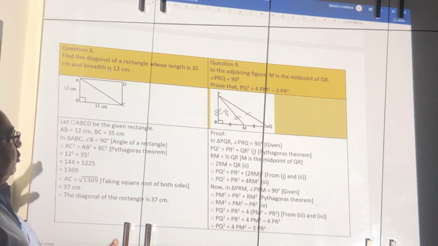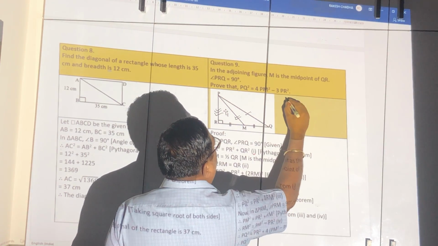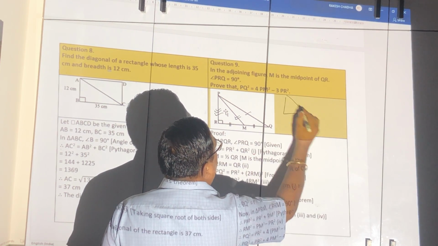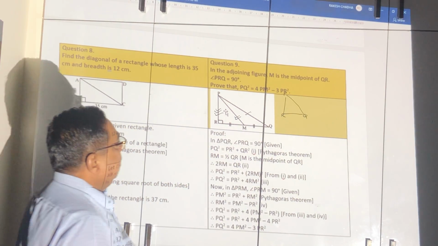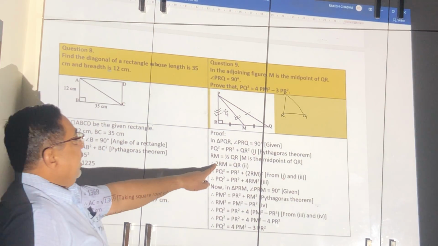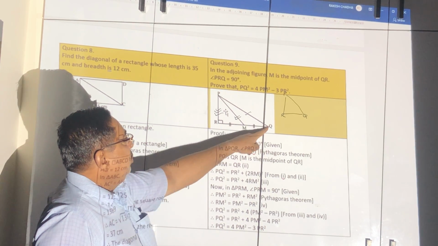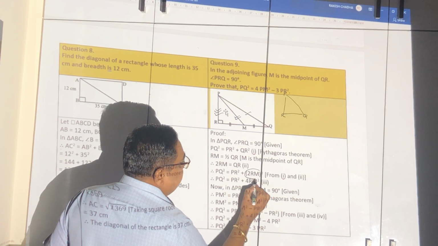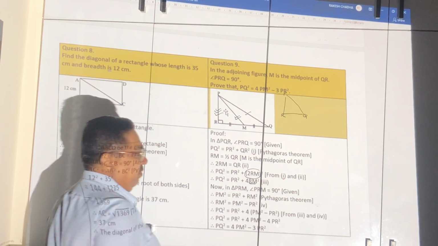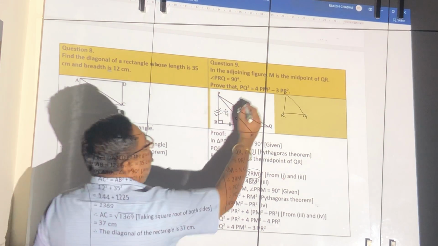First, which triangle to take? First, take triangle PQR, the big triangle. So, you will get till here. Now, because this is the midpoint, RQ is 2 times RM. So, when you square it, you will get 4 RM square. Now, why do I want RM? Don't worry, you got the 4.